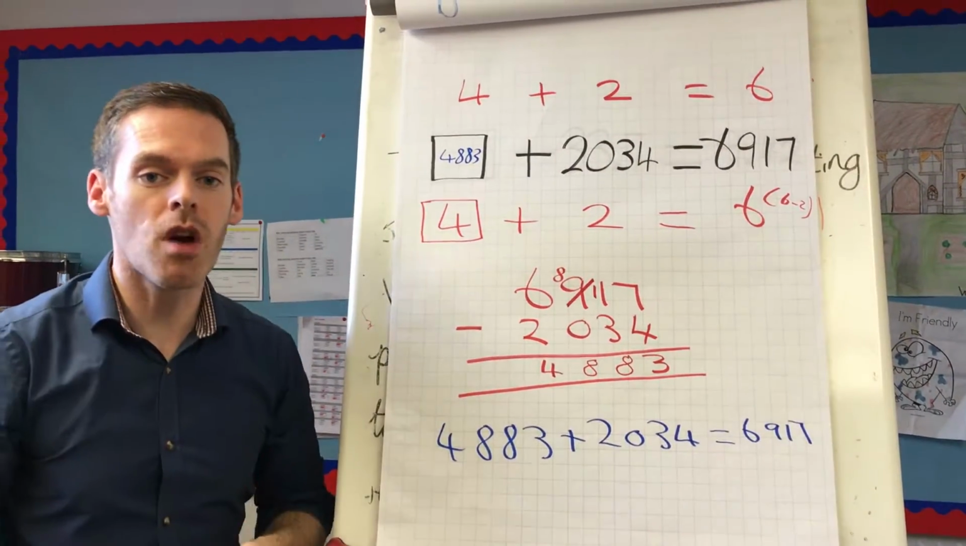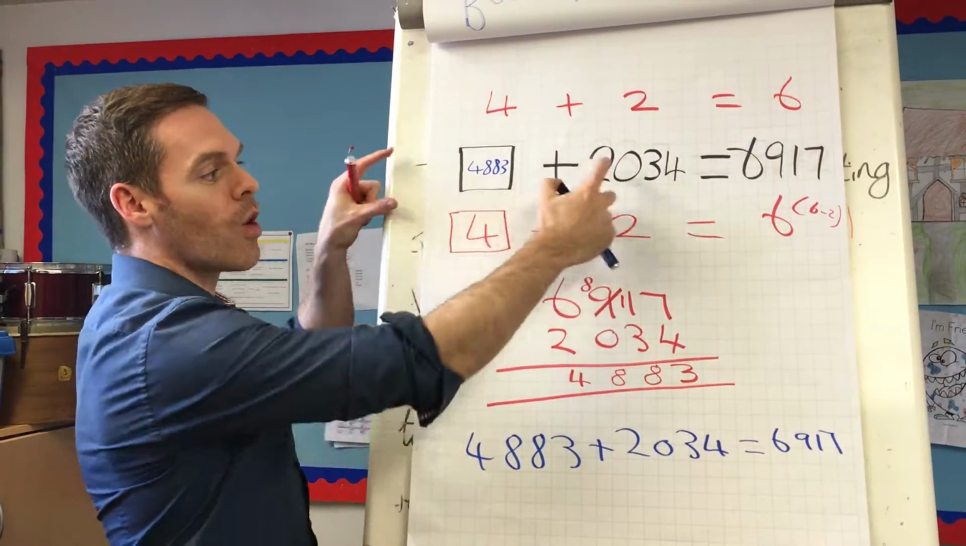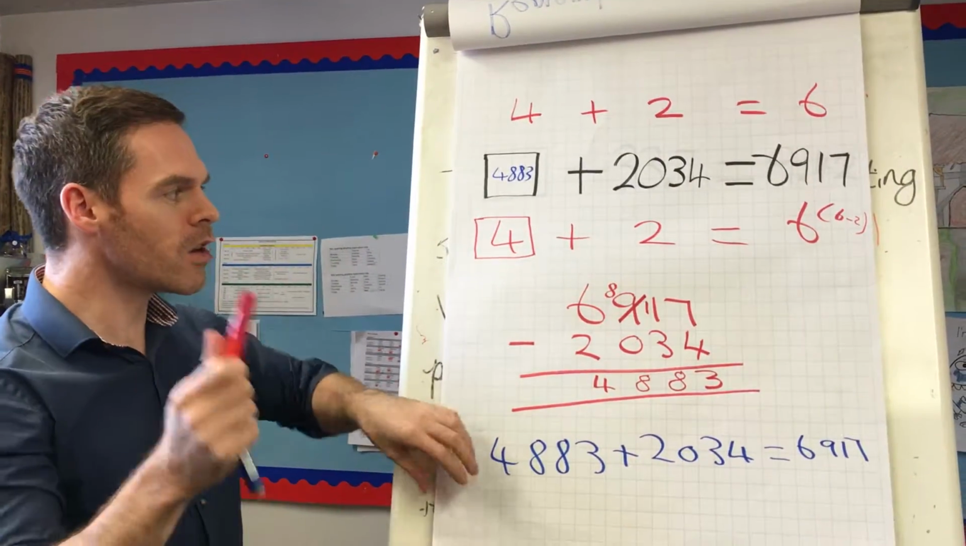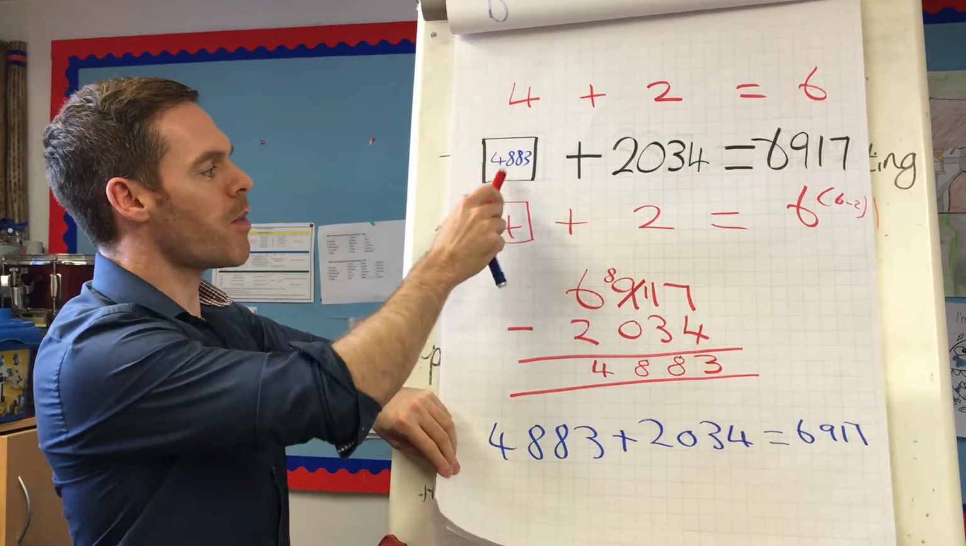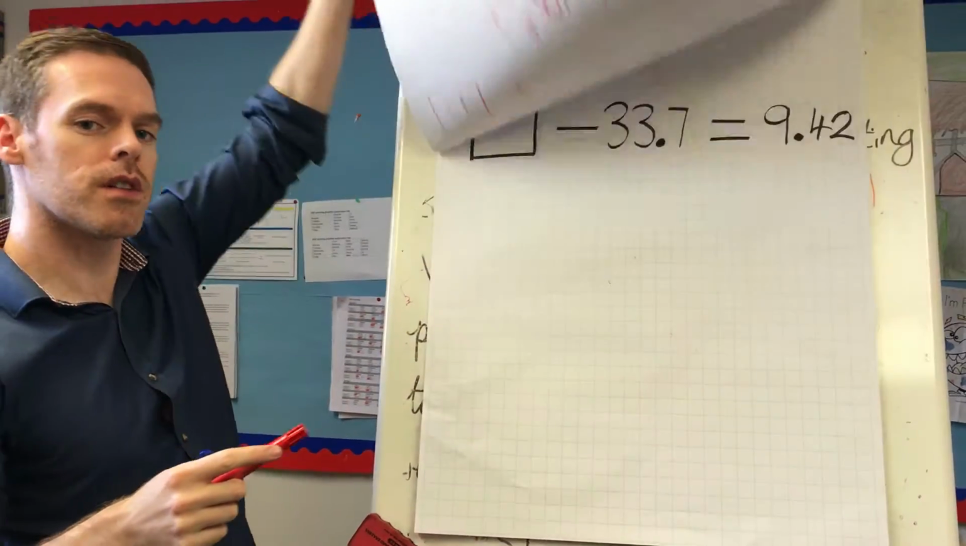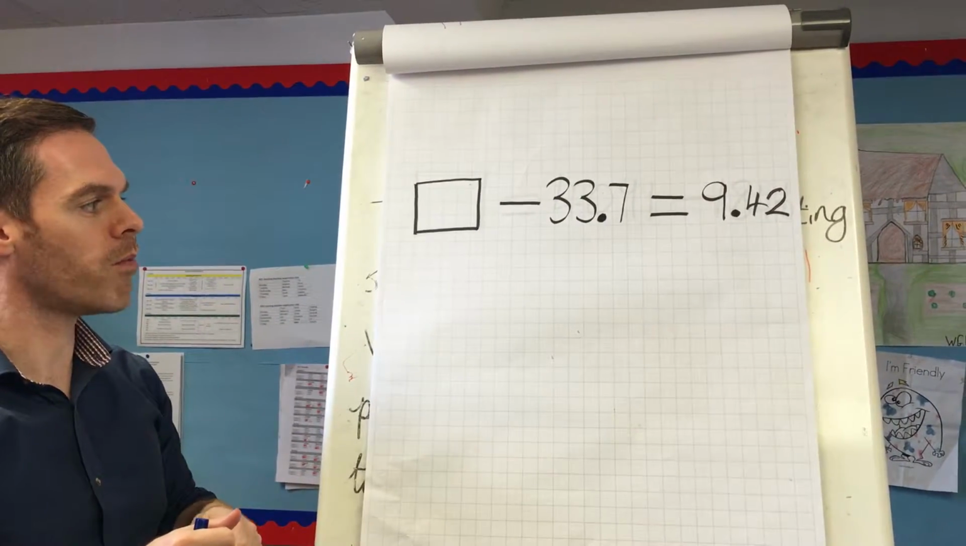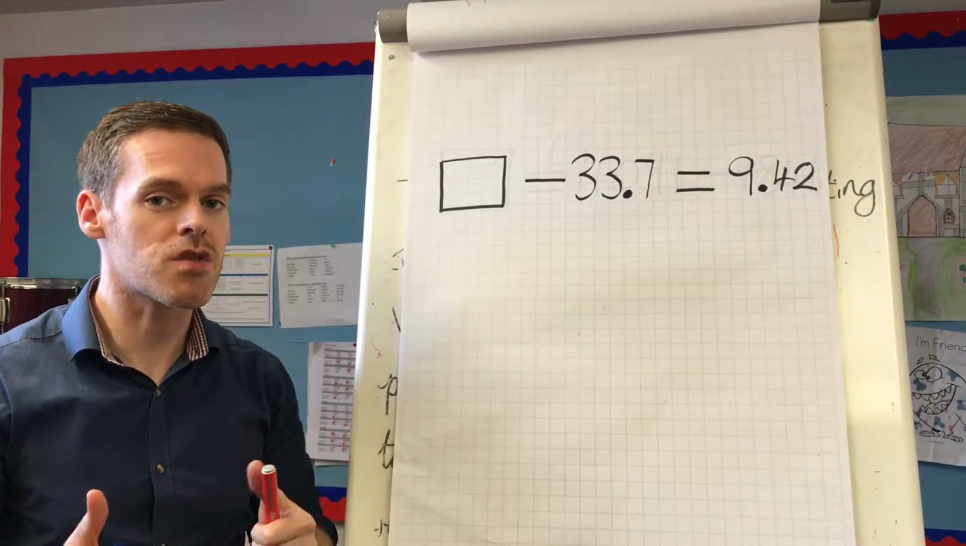So I'm using my magic number sentence as a guide to try and help me solve the more difficult problem. Let's look at another one where the missing box, where the number calculation might be slightly different. Let's have a look. So here we go. We've got another missing box problem here. We're using the same strategies to try and solve it.